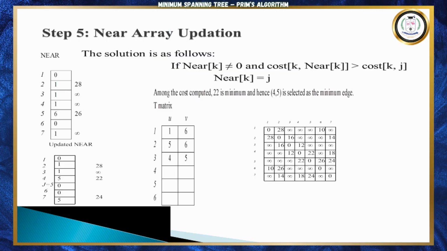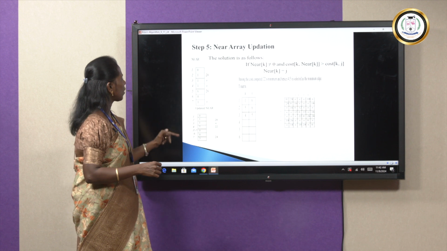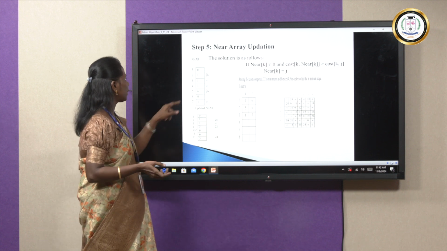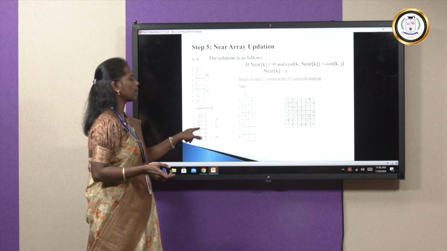Similarly, 3, 1 is infinite. Compare 3, 5. 3, 5 is infinite. That is better. 4, 1 is infinite. But 4, 5, if you see, the cost is 22. Since 4, 5 is lesser, we need to update the near array. Instead of 1, it should become 5.